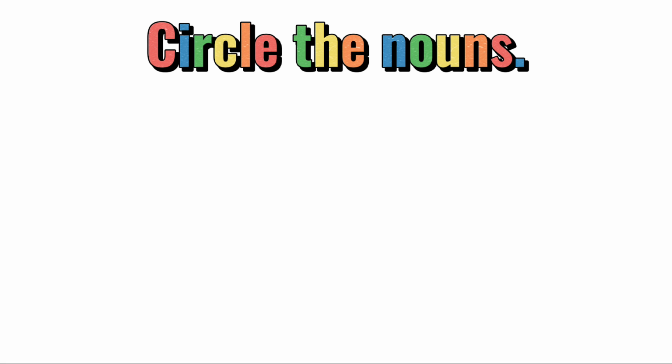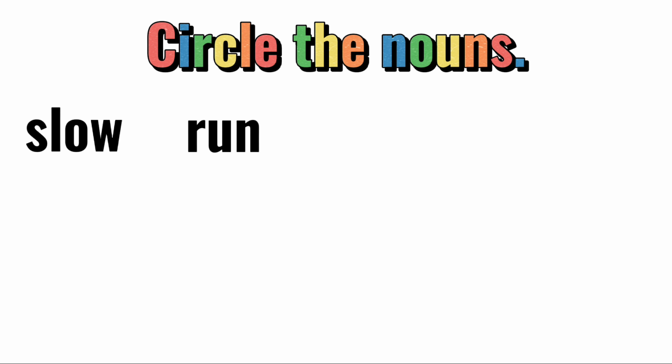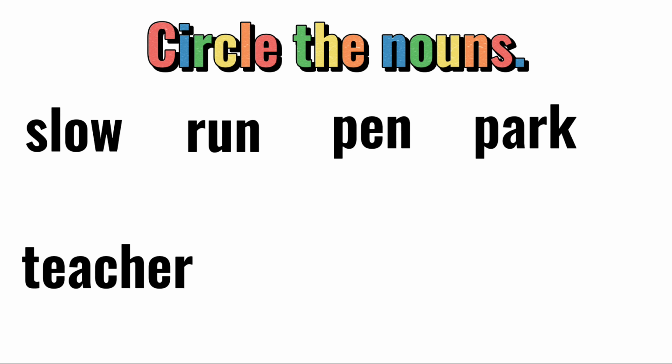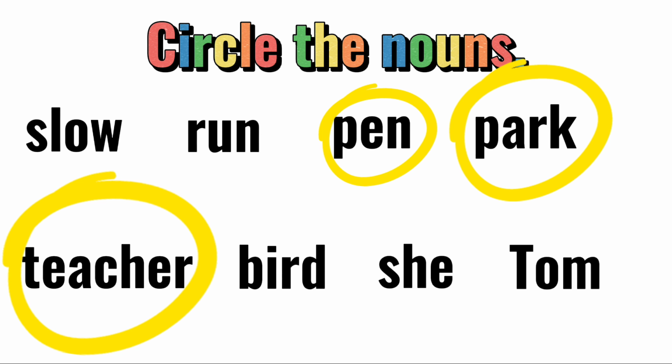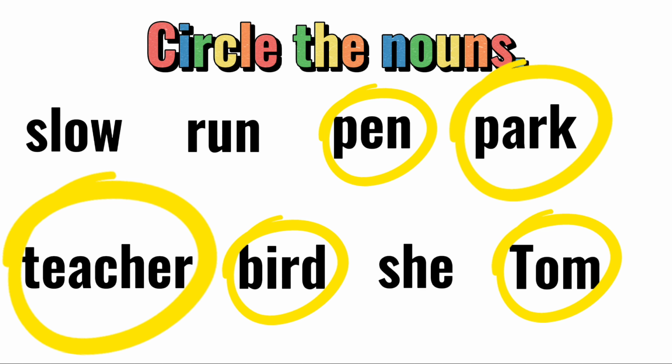Circle the nouns: slow, run, hen, park, teacher, bird. Hen, park, teacher, bird. These are the nouns.